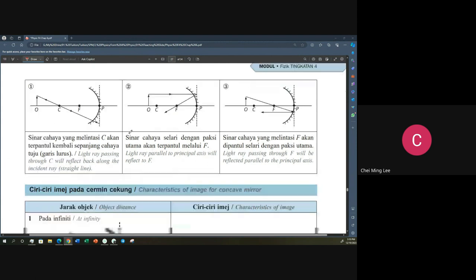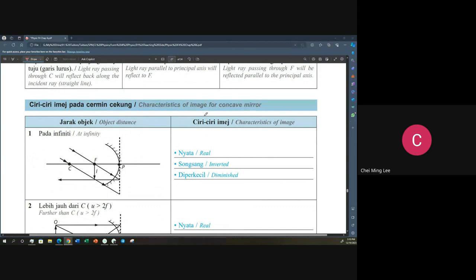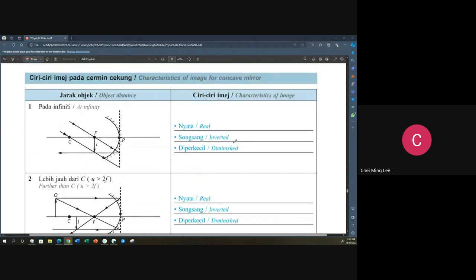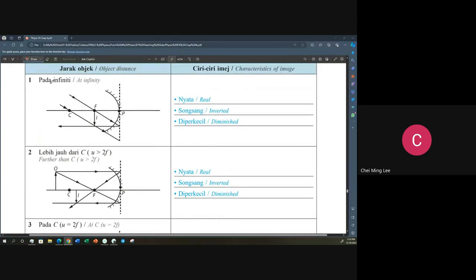Okay, good. So let's continue with this. Now, this is the characteristic of the image for the concave mirror. We are not talking about lens, we're talking about mirror. When the object is at infinity, this is how we draw the ray diagram. So the image formed will be real, inverted, diminished.